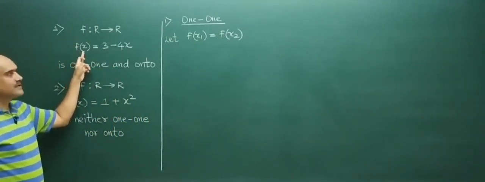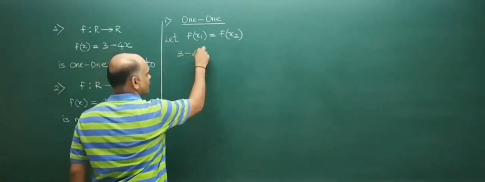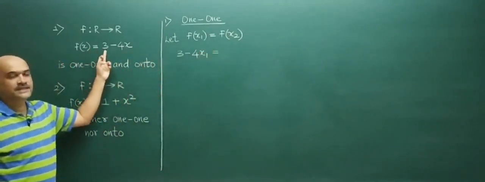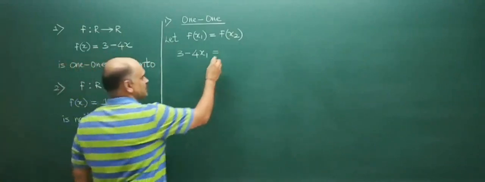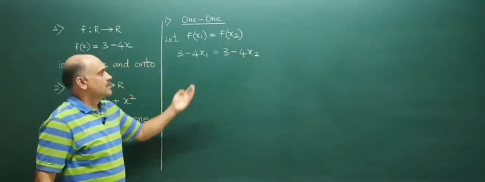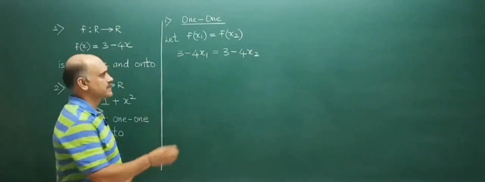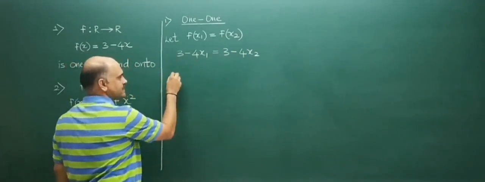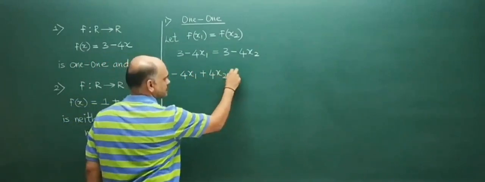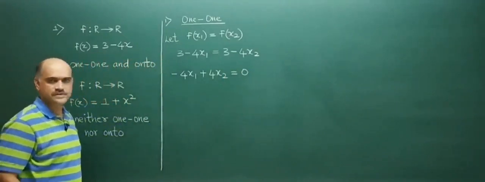So f of x1 will be 3 minus 4x1, so 3 minus 4x1 is equal to f of x2, which will be 3 minus 4x2. Now take all terms to the LHS. If I take, 3 gets cancelled, you will have minus 4x1 plus 4x2 is equal to 0.